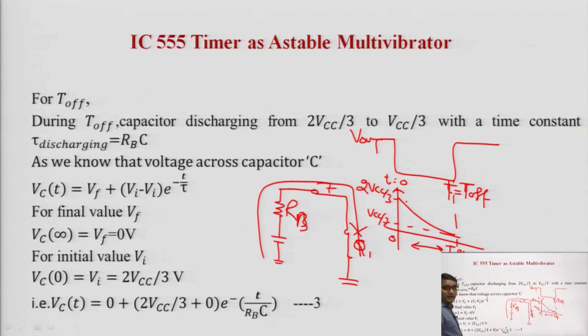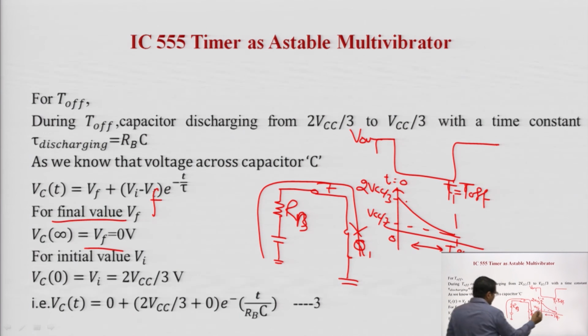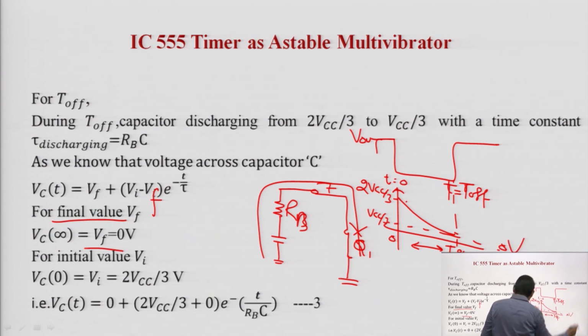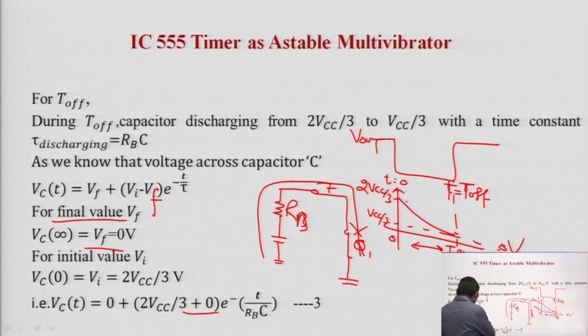So, the discharging time constant is Rb into C. We put the equation V final plus (V initial minus V final) e to the power minus t by tau, and for the final value, ideally it tries to discharge to 0 volt. So, V final is 0 volt, initial is 2 Vcc by 3, put the value with the time constant Rb into C. Vct equal to 0 plus (2 Vcc by 3 minus 0) e to the power minus t by tau.